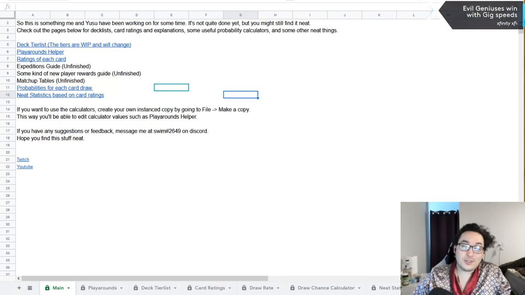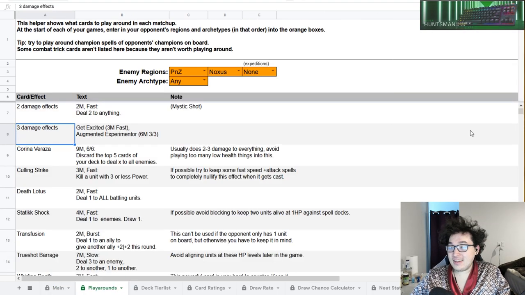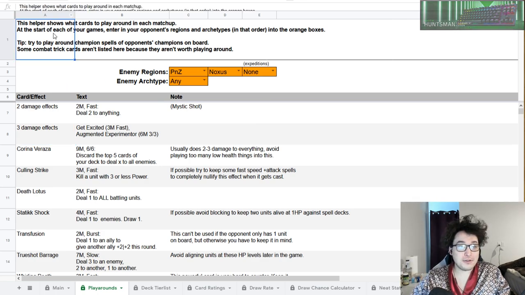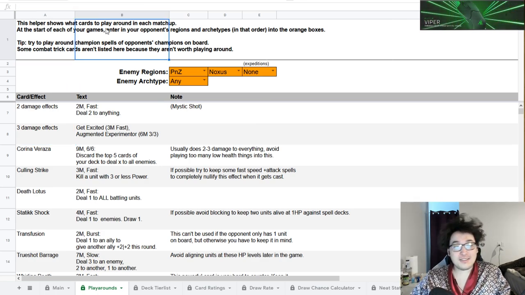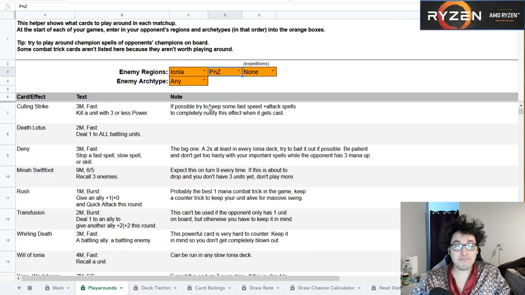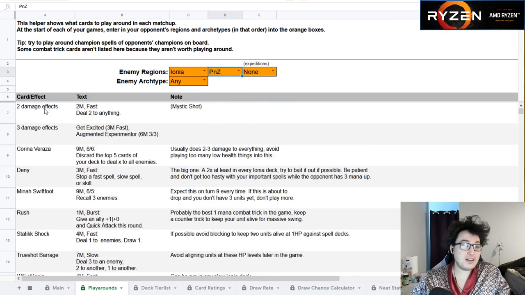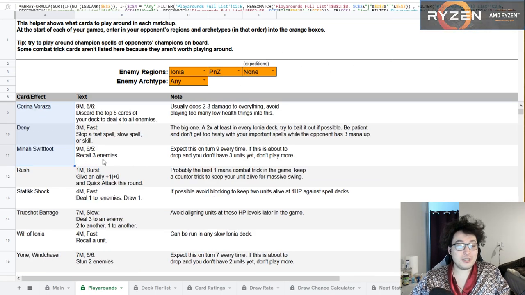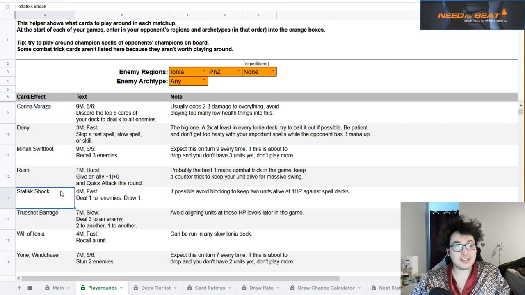Okay, so to show you guys what this is all about, we're going to do a little bit of a tour here. In order of tabs, no particular order, this is the Playgrounds Helper. The idea behind this is pretty straightforward. When you start a game, you see your opponent's regions, and you're like, okay, my opponent is an Ionia P&Z deck. These are the kinds of things you're going to want to keep in mind they might have in their hand at any time.